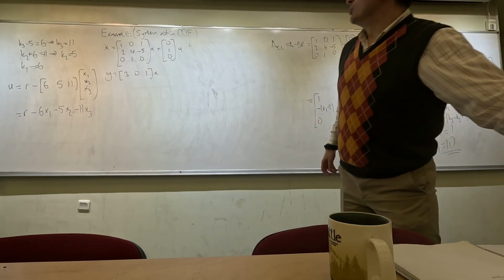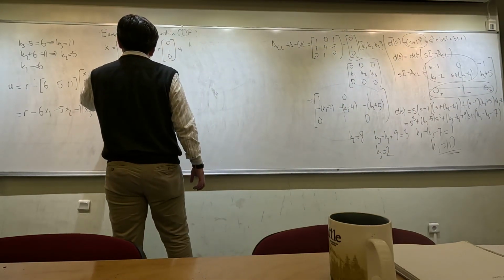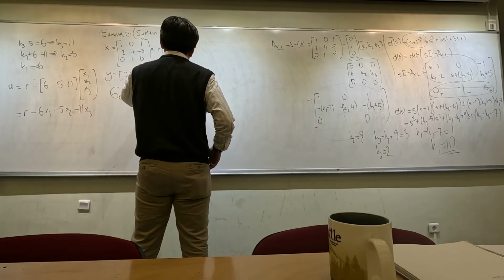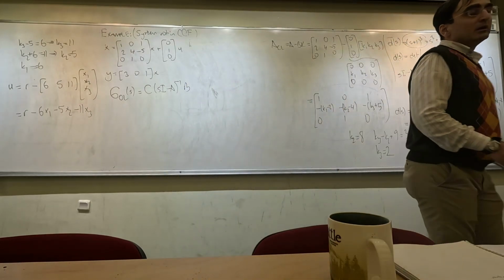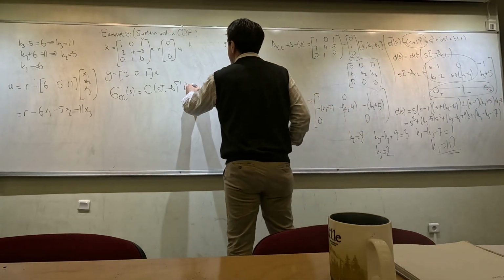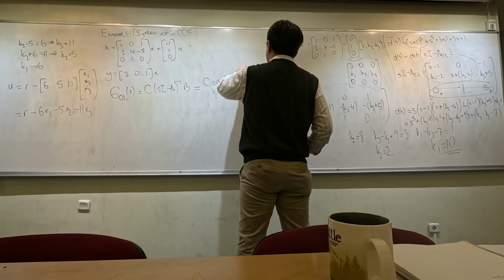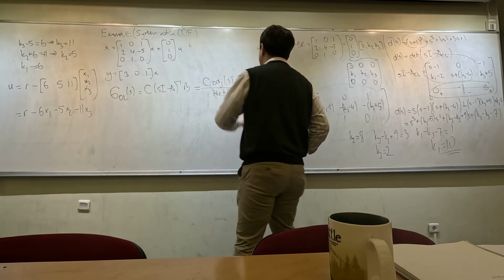When I look at the open loop transfer function, I will calculate it as follows. The open loop of S is equal to C times (SI minus A) inverse times B. Okay? And we know that this is going to be written as C times adjugate of (SI minus A) times B divided by determinant of (SI minus A). Okay?